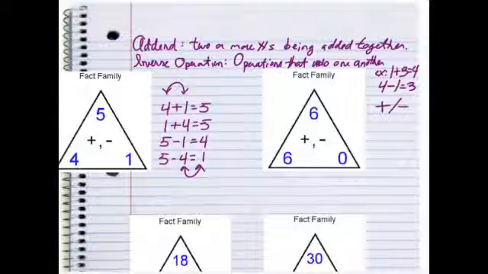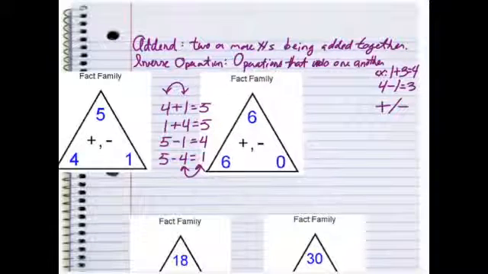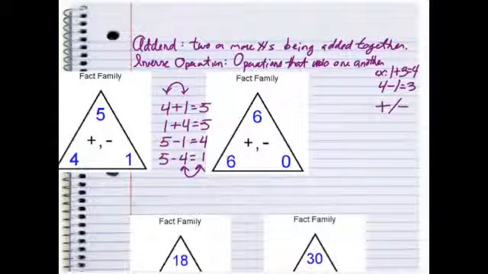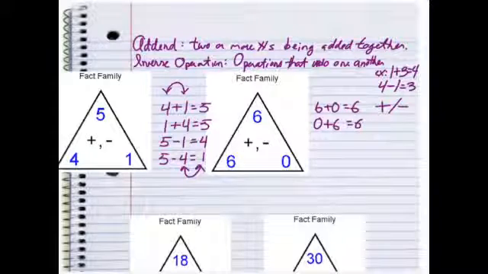The next fact family that I have has 2 6s and a 0, and it wants me to use addition and subtraction to create the fact family. So the first one I'm going to do is 6 plus 0 equals 6. Then I will say 0 plus 6 equals 6. Again, flip: 6 minus 0 equals 6. And 6 minus 6 equals 0.